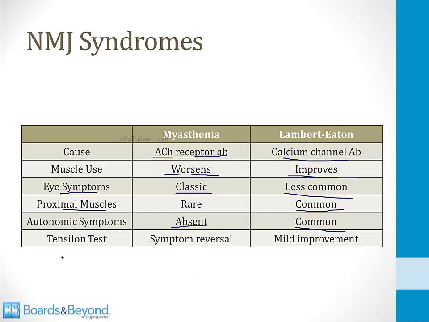And then finally, if you perform the Tensilon test, you should see complete symptom reversal in myasthenia gravis, a very dramatic effect. You see only mild improvement in Lambert-Eaton. And that concludes our video on the neuromuscular junction.